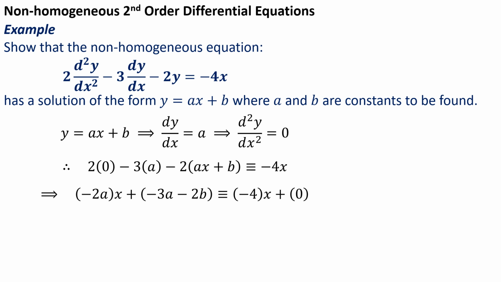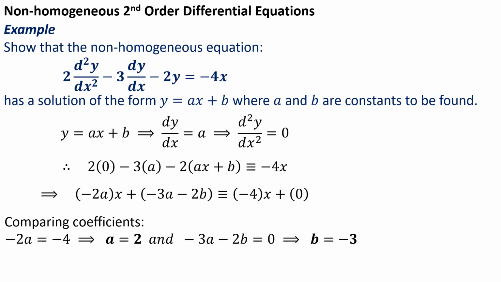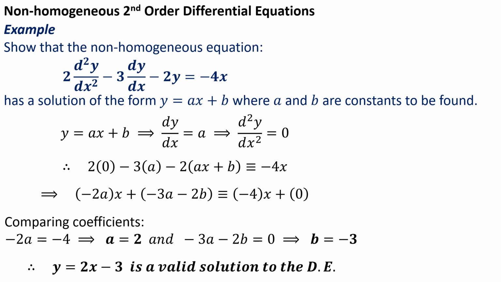So we tidy things up. We're going to compare coefficients. So I've grouped together the x terms. There's only a minus 2a x on the left-hand side. And I grouped together any constants, and then I match them up. So minus 2a has to be equal to minus 4, and minus 3a take away 2b has to be equal to 0. That gives me a equals 2, and then when I use that value of a, I can then work out that b has to be minus 3. And there we go. y equals 2x minus 3 is a valid solution.